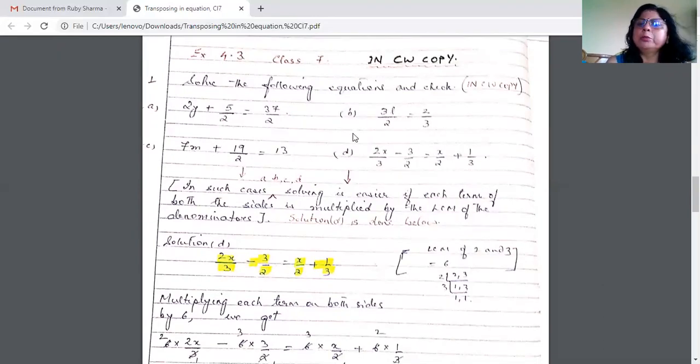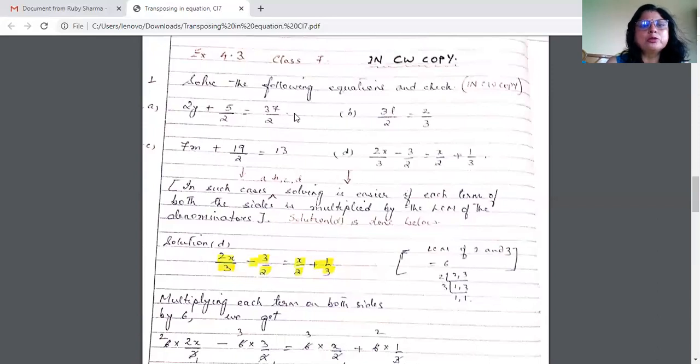One of the best methods of doing these sums is you find the LCM of all the denominators involved. LCM means the lowest common multiple. And you multiply each term by the lowest common multiple. Now suppose here LCM is 2. Now you can multiply this whole thing into 2 and also 37 by 2 into 2.